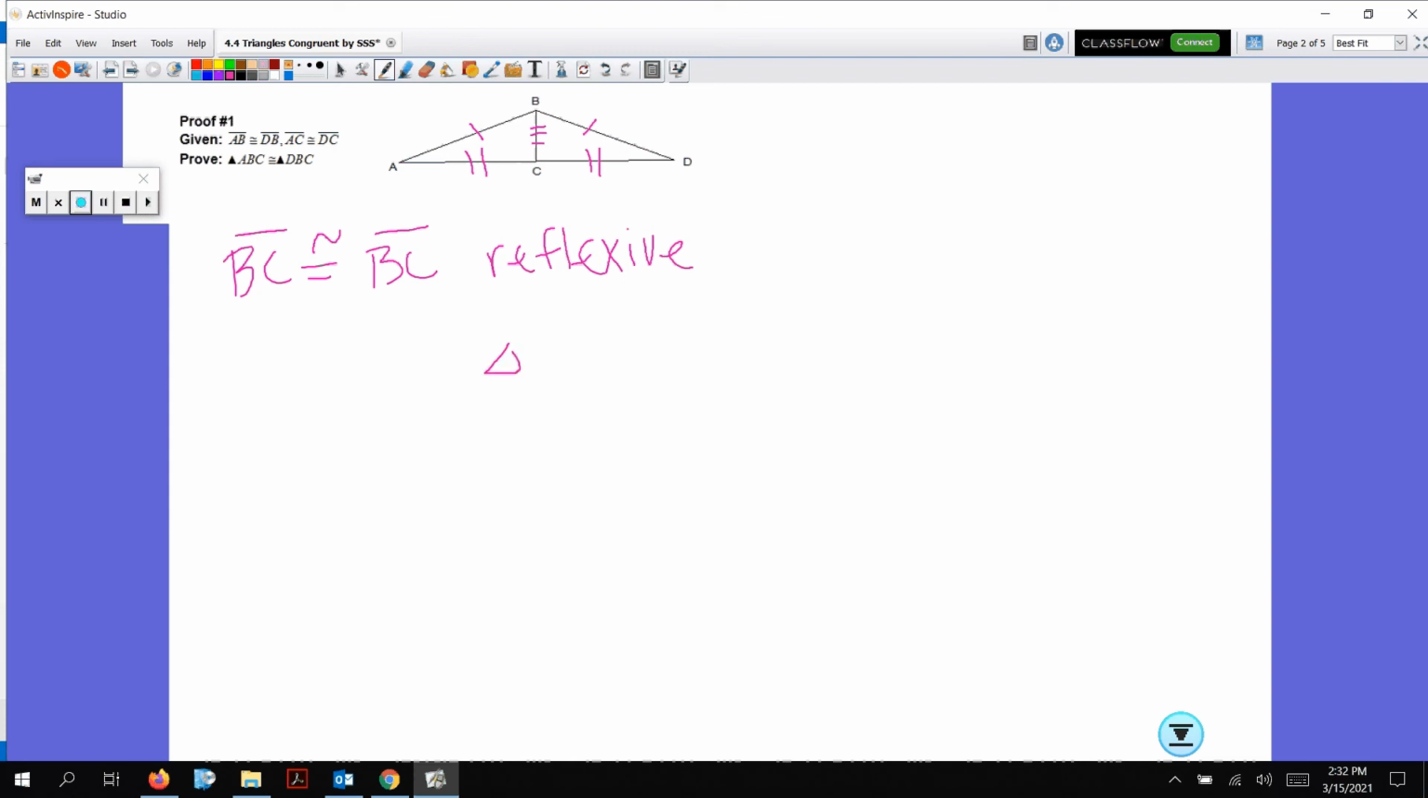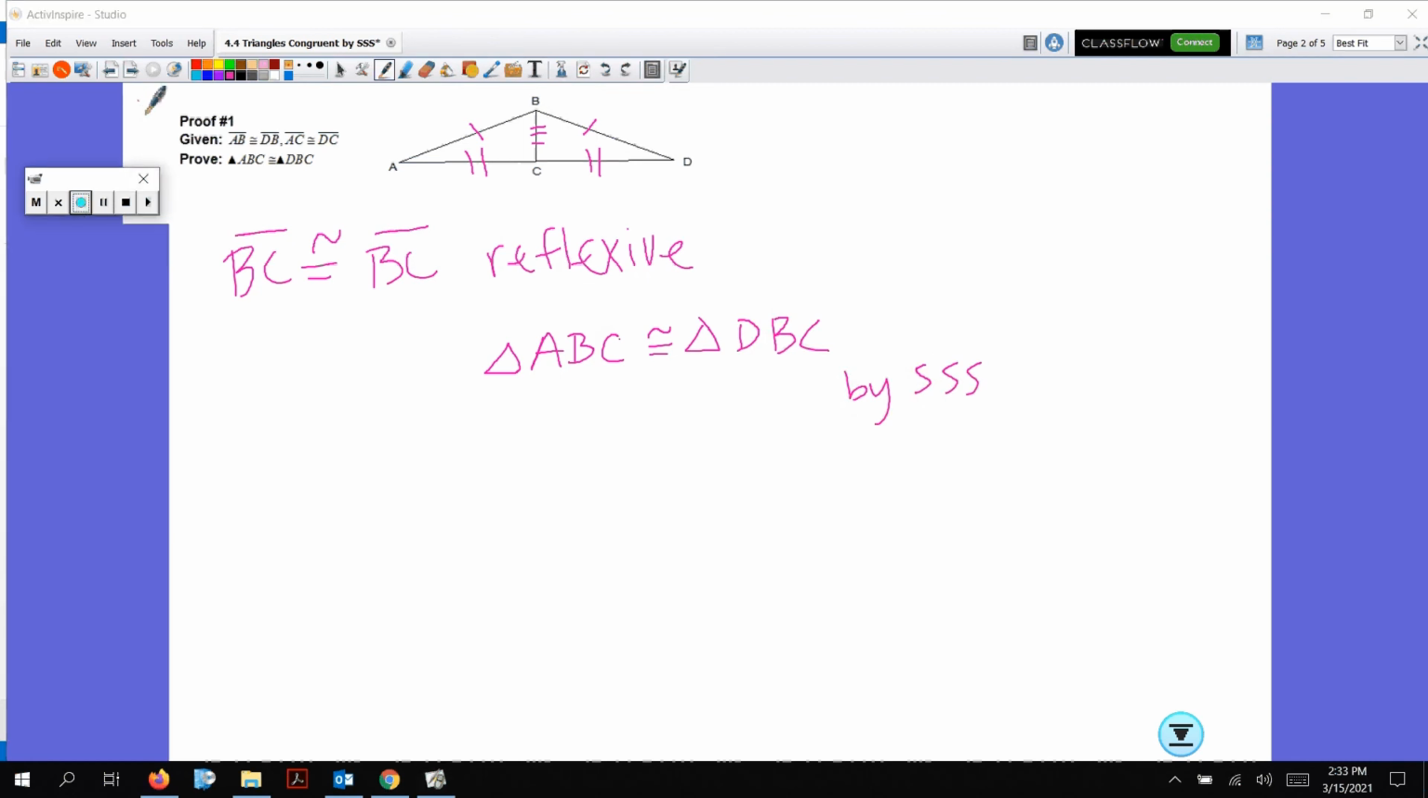So triangle ABC is congruent to triangle DBC by side, side, side.